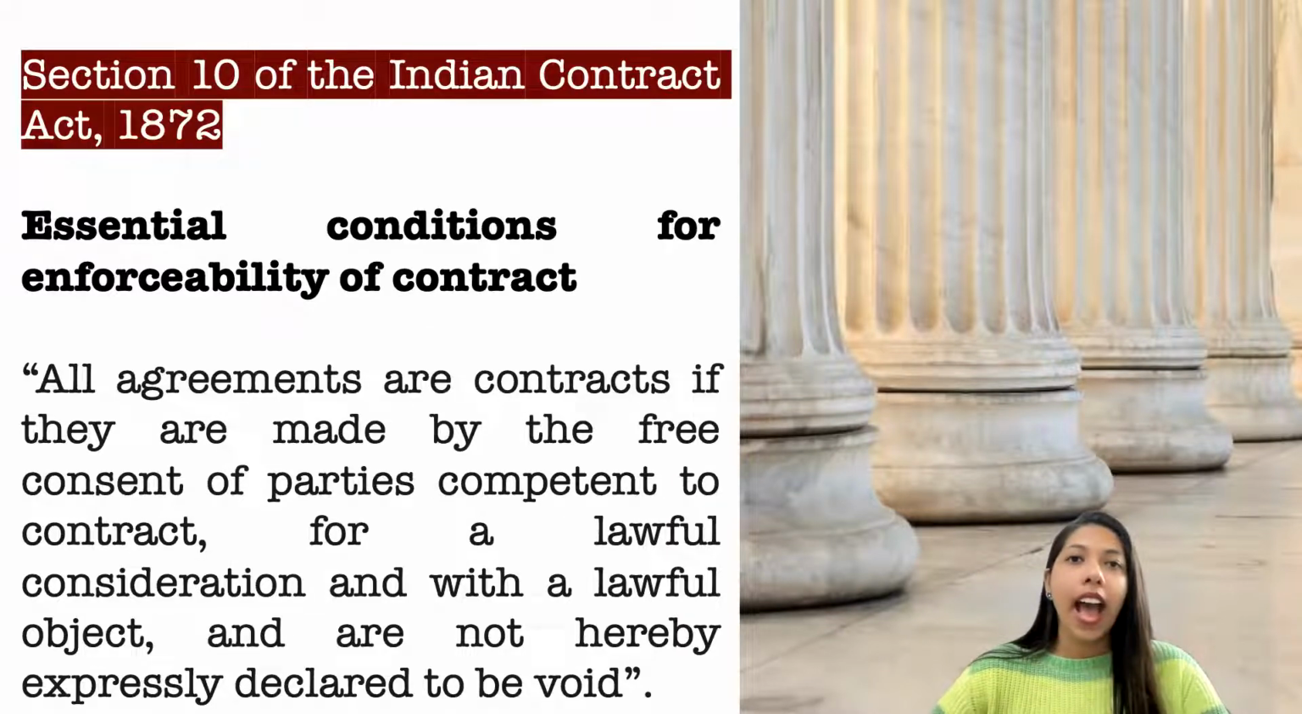So now I am going to explain section 10, which is a very important section under the Indian Contract Act, which speaks about the essential conditions for a contract. Section 10 says that all agreements are contracts if they are made by the free consent of the parties competent to contract, for a lawful consideration, with a lawful object, and are not hereby expressly declared to be void. So this is the definition of section 10.